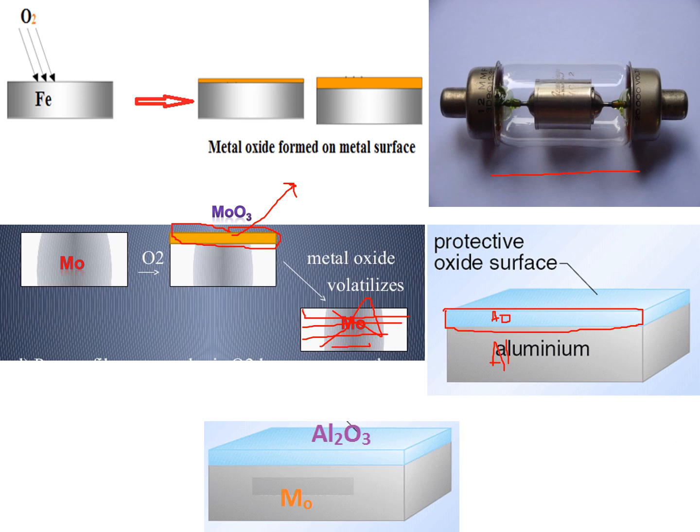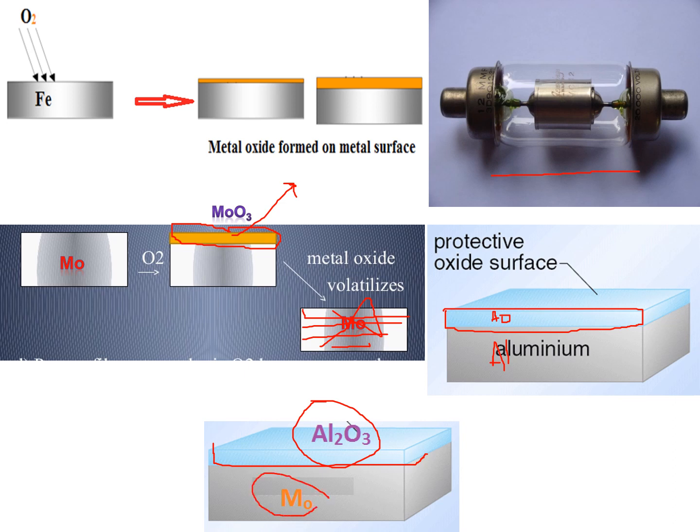Like that, we get an idea. For example, if molybdenum metal is there, intentionally we can make an aluminum oxide layer on the surface of molybdenum. Why? Because molybdenum also forms a metal oxide, but it is volatile in nature. To avoid that, we intentionally make an aluminum oxide layer on the molybdenum. Aluminum oxide is very stable, and it will protect the molybdenum.